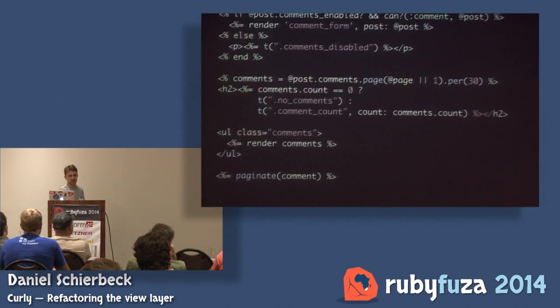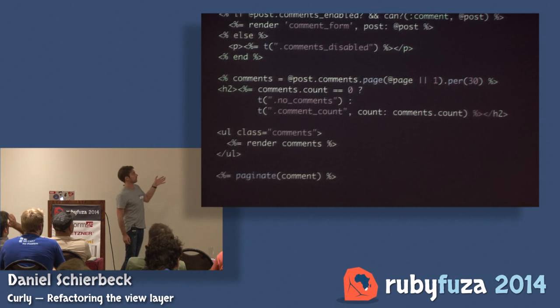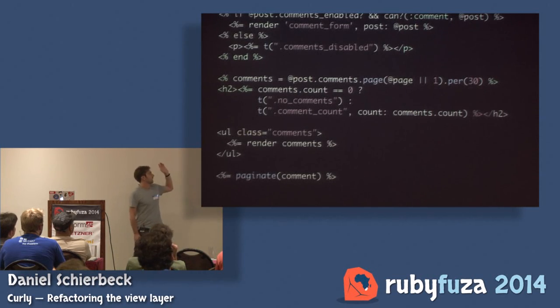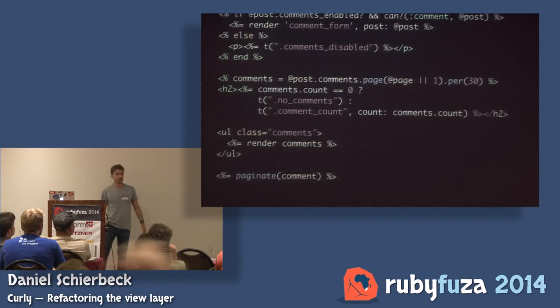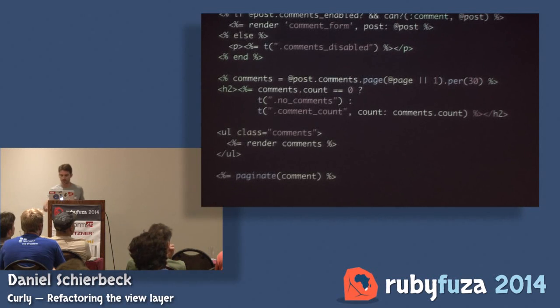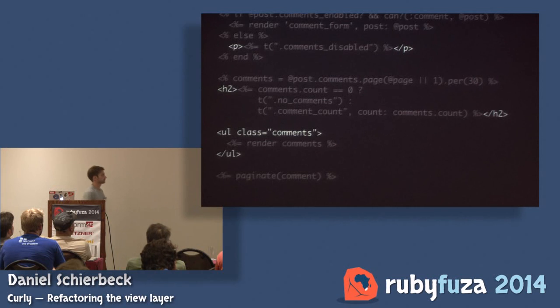So let me show you a quick example of a transformation from ERB to Curly. So this is a fairly typical ERB view. You have some ifs, you have a local variable assignment, you render some stuff. Now this is the actual HTML. So if you're a front-end developer, of course you find that scary. You don't want to move stuff around. There's code, the ordering is important, and what are you going to do?